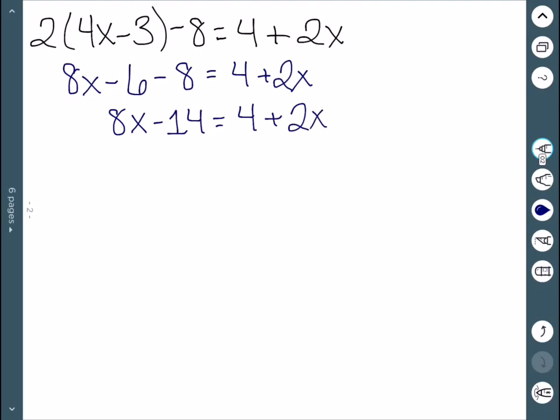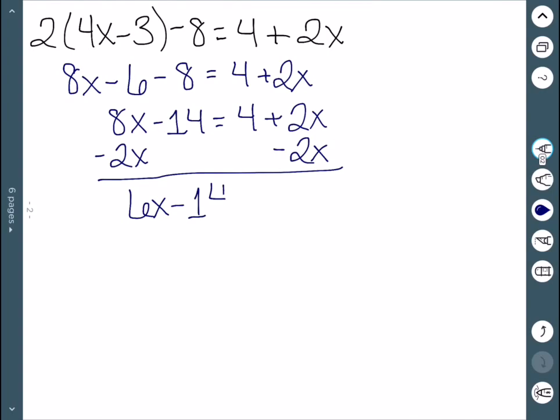After that, our goal is to get the variables on the same side. Whether you want to get them on the left or the right is up to you. In this case, I'm going to move them to the left side of the equation. We'll do that by removing this 2x, so we subtract it. And we have to do that from both sides. 8 minus 2 would be 6x minus 14. And on the right, we have a 4, and these cancel to 0.